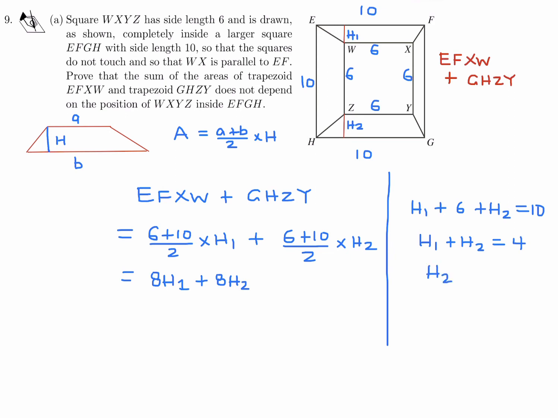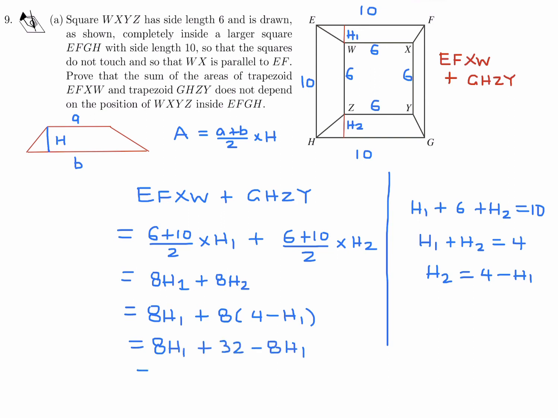So if I isolate for H1, H2 will be 4 minus H1, like that. So let's substitute this in. H1 I'll keep, and for H2 I'll substitute it to be 4 minus H1, which is what it is. So this becomes H1 times 8, 32 minus 8H1, and the 8 H1s cancel, and all I'm left with is 32. So basically what that means is that this sum is always going to be 32, regardless of what H1 is, and regardless of what H2 is. So it doesn't depend on those heights.